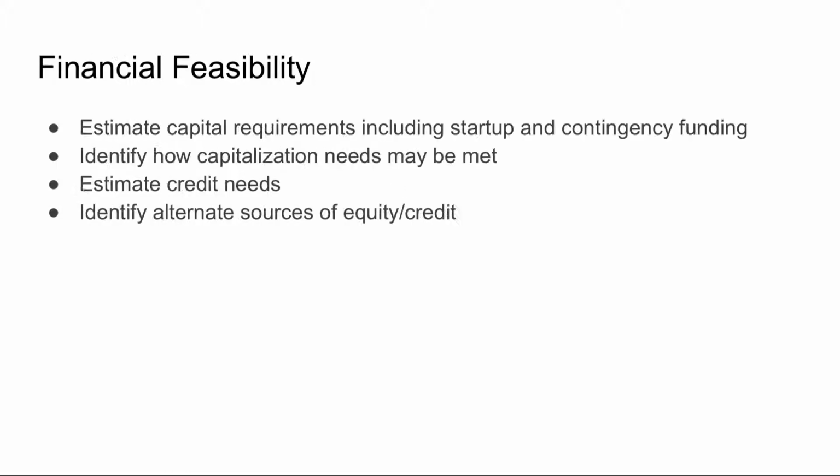When you're looking at your financial feasibility, can you make this happen? How much is it going to cost to make it happen? So estimate your capital requirements, including startup and contingency funding. So contingency funding for anything that might come in the future that you weren't expecting. So basically some cushion. Identify how capitalization needs may be met. Where are you going to get this money? So estimating your credit needs, identifying alternative sources of equity or credit. So how will you get money to support your business until it's financially stable or if you hit a rut? So these are all things that you need to look into when you're looking at your financial feasibility.